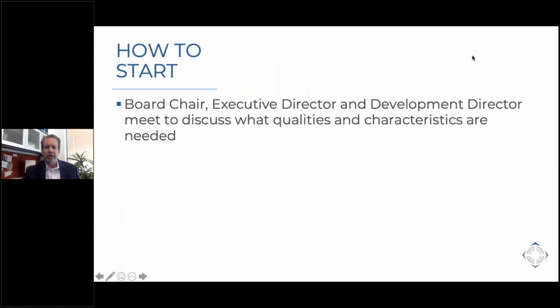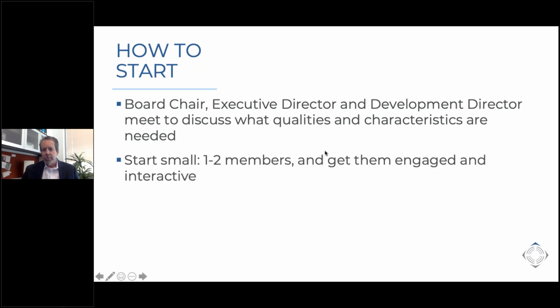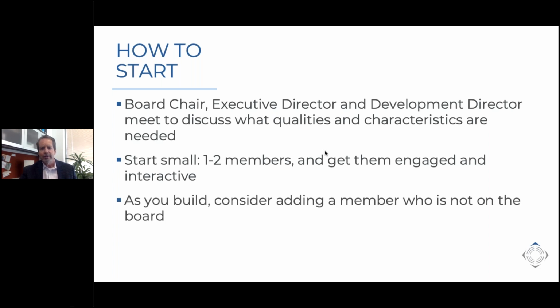How do you start? The board chair, your executive director, and your development director meet and discuss and agree on the qualities and characteristics that you would have on development committee members. Start small. The worst mistake that I see made all the time is people think, oh, this is a great idea, let's get a 10-member committee. And it's so hard to get 10 members doing the right thing all at the same time. Start with a development committee chair and maybe one additional person. Engage them and then let the committee grow as the year goes on. But set precedent for how they will be engaged. It's much easier to start small. As you build it, you can continue to add members.